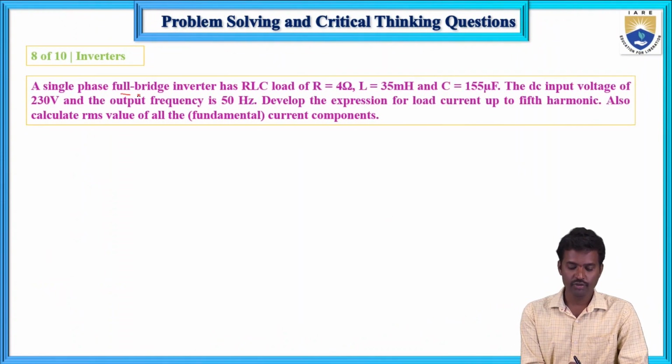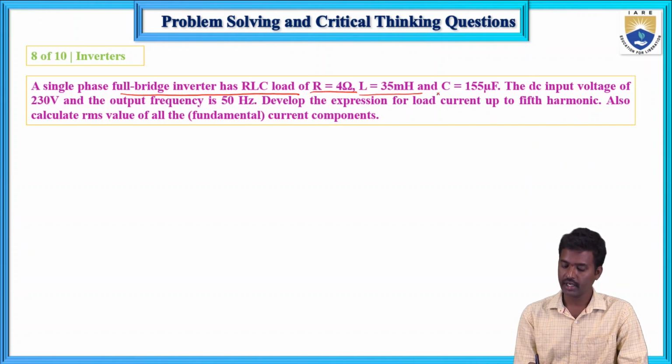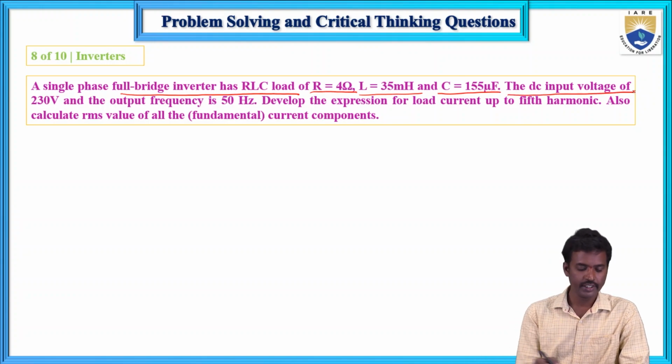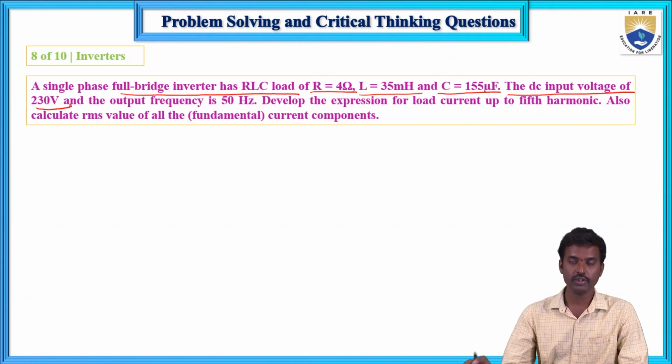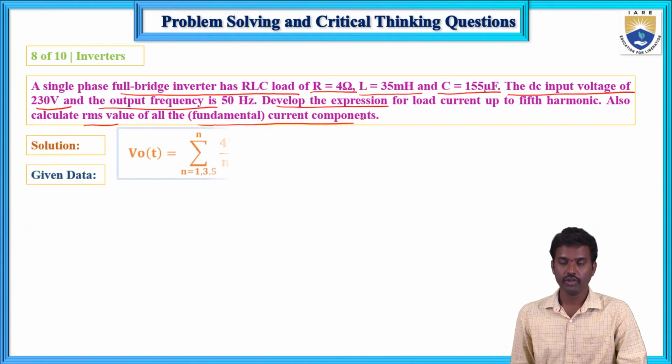Next, a single phase full bridge inverter has an RLC load of R equals 4 ohms, L equals 35 millihenries, and C equals 155 microfarads. The DC input voltage is 230 volts and the output frequency is 50 Hz. Develop the expression for load current up to fifth harmonic. Also calculate the average RMS value of all the fundamental current components. So see the question first.